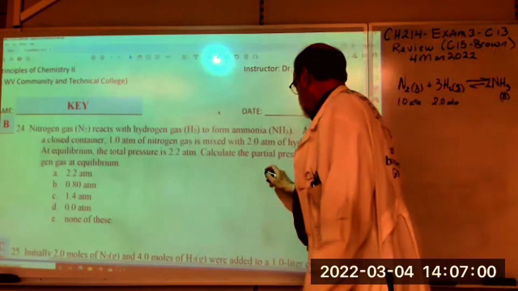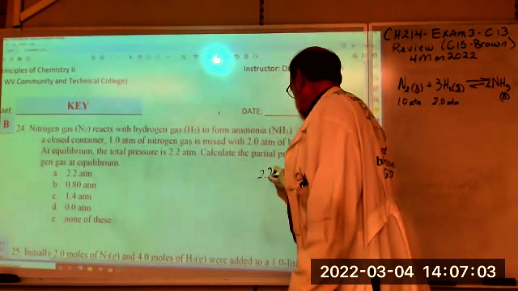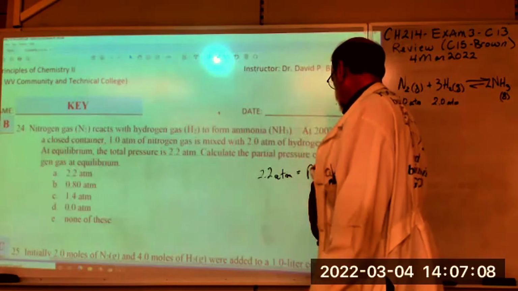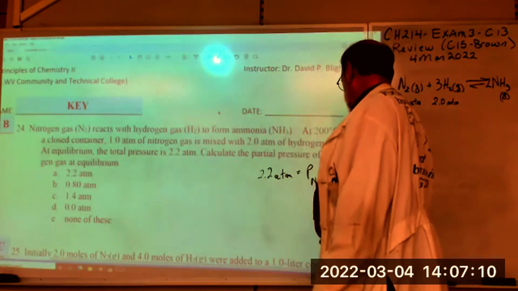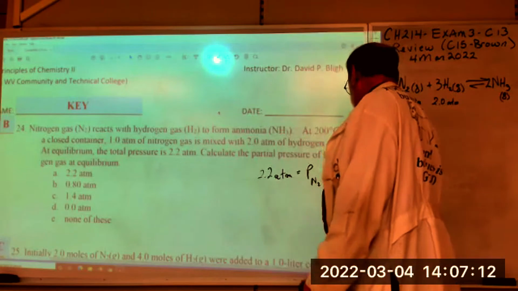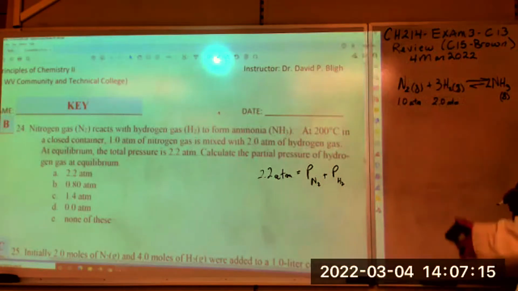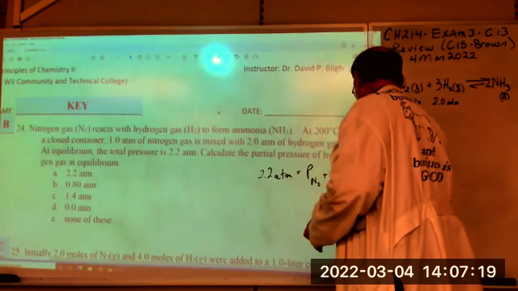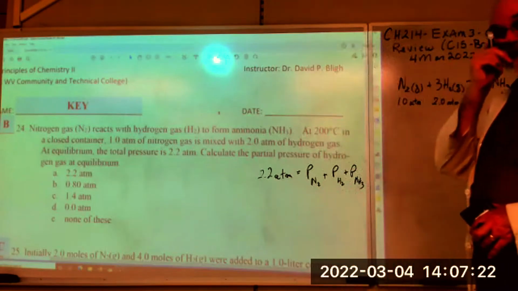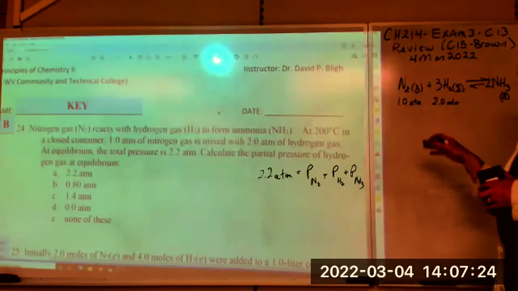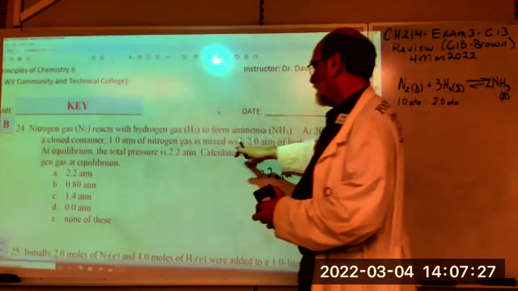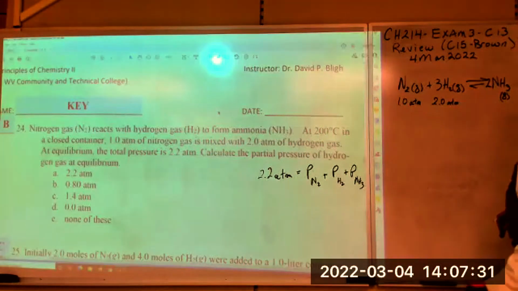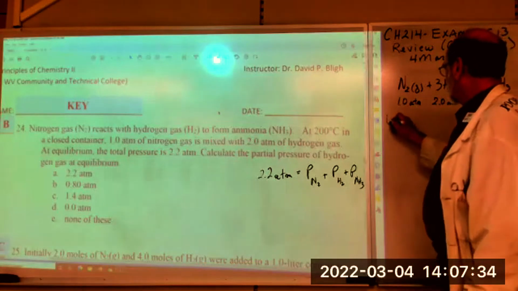So 2.2 atmospheres is equal to the partial pressure of nitrogen plus the partial pressure of hydrogen, oh, plus the partial pressure of ammonia. Forgot that, because all of these are gases, right? And it said the total pressure is 2.2 atmospheres at the end. Okay, let's see if we can gain anything from an ICE table on this.